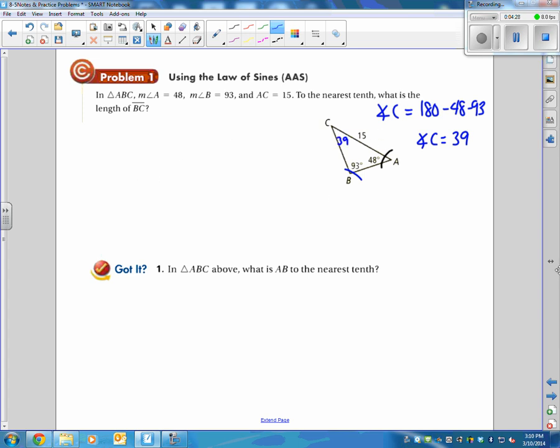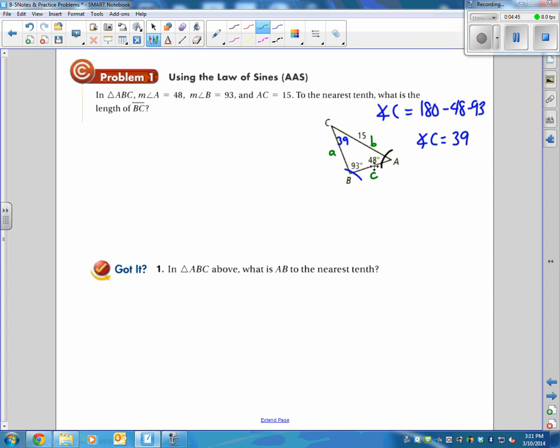Okay, the other thing I like to do is to go ahead and label my sides by angle. So if this is angle A, then this makes that side a. If this is angle B, that makes that side b. And if this is angle C, this makes that side c. And that helps me keep my proportional relationships straight.